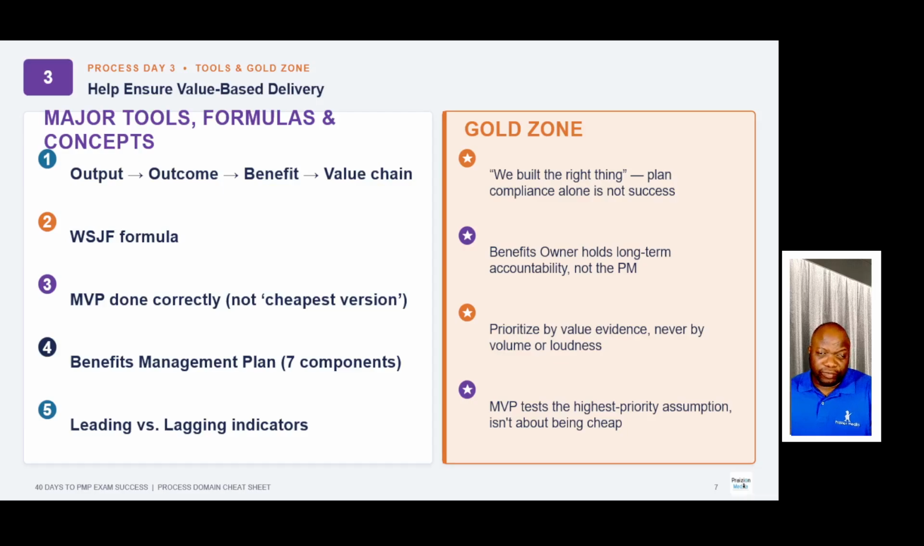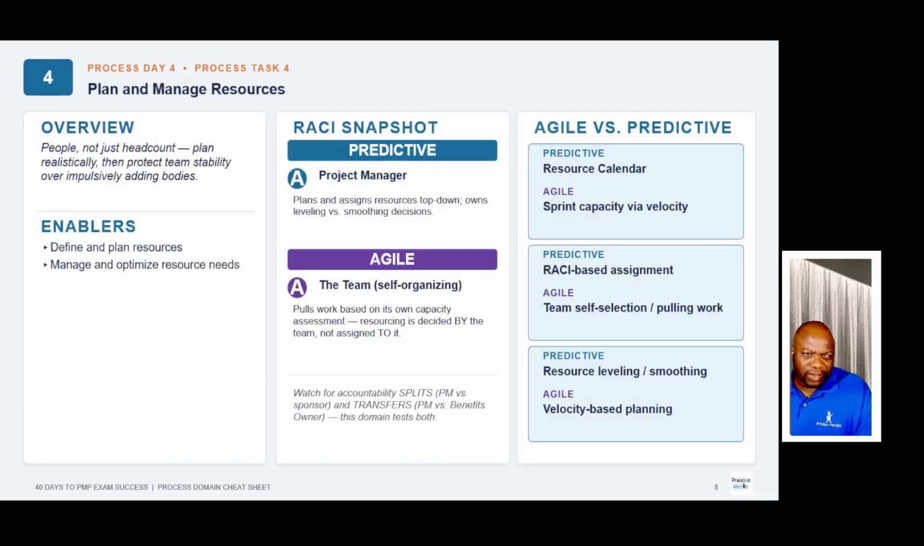Understand who the benefits owner is. Why do we have a benefits management plan? Why do we track benefits? What are benefits? What do we mean when we say value? Value is the net quantifiable benefit, so you need to know that. For your exam, I would definitely expect to see some MVP, minimum viable product, prioritization by value, never by volume or loudness, concepts like that.